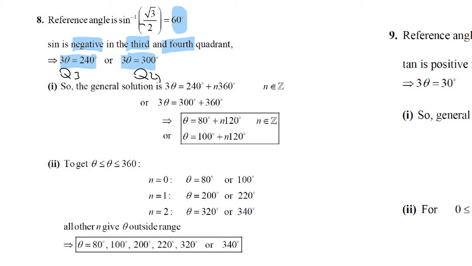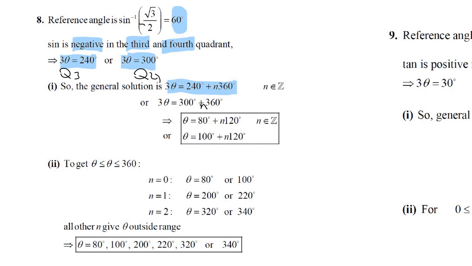So therefore we have to go back and put it into our general solution. The general solution for quadrant 3 is 3 theta is equal to 240 plus n times 360, or for quadrant 4, 3 theta is equal to 300 plus n times 360. So we divide both sides by 3 just to get theta on its own, and theta is equal to 80 plus n times 120, or theta is equal to 100 plus n times 120.